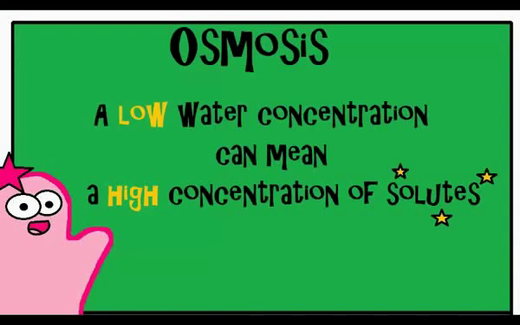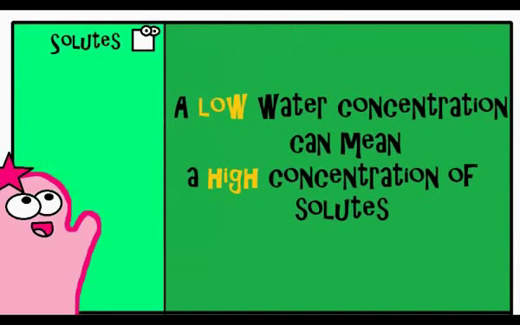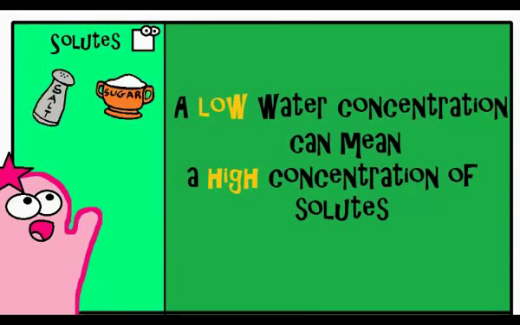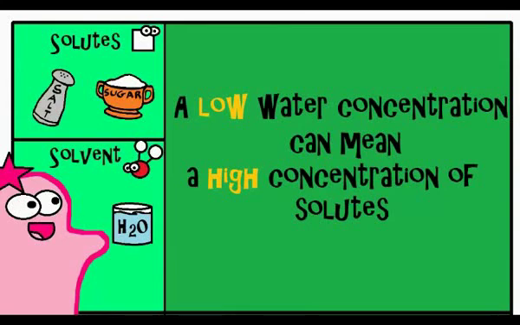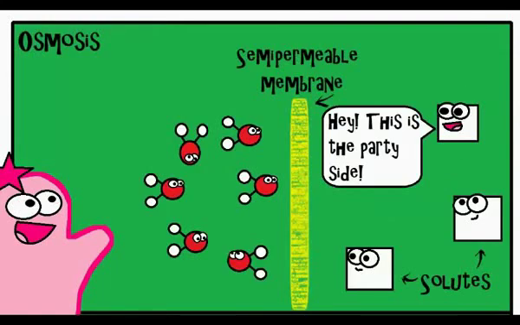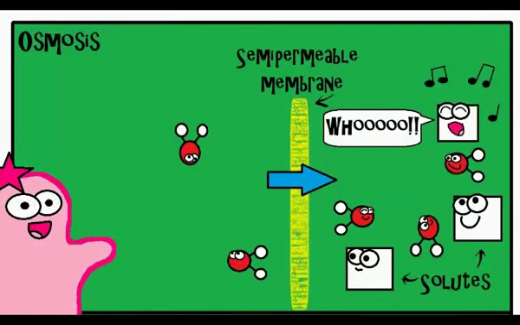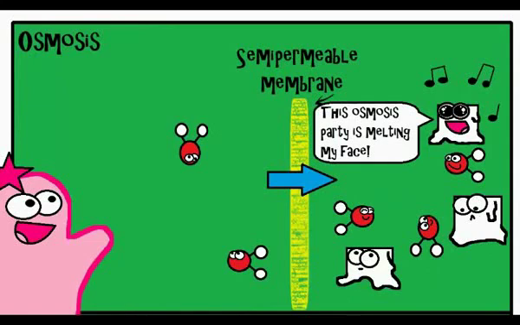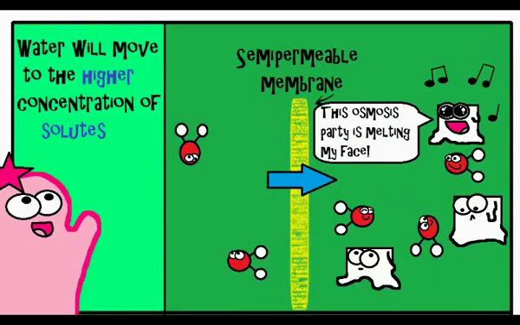But there's another way to think about water movement in osmosis. A low water concentration likely means there are a lot of solutes. Solutes are substances like salt or sugar that can be dissolved within a solvent, like water. Water has the tendency to move to areas where there is a high solute concentration, which means there's less water concentration. So if you want to easily figure out where the water will travel, look to the side where there is a greater solute concentration.